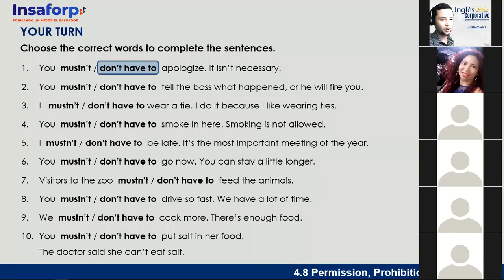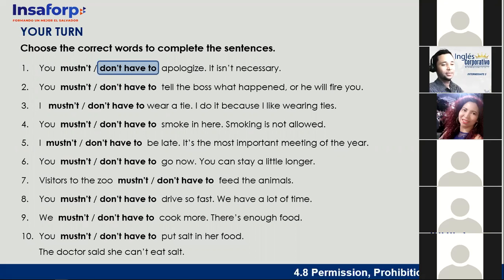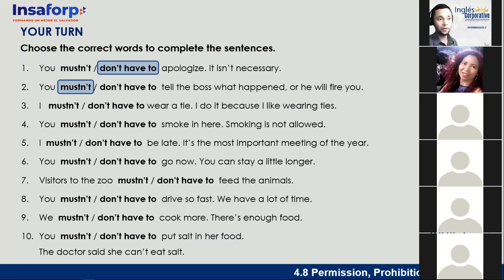Okay, everybody, take a look. We're going to check the exercise. Number two, volunteer, please. Who wants to participate? Number two. Raise your hand. Rebecca. You mustn't tell the boss what happened or he will fire you. Correct. You mustn't tell the boss what happened or he will fire you. Good. Thank you, Rebecca.